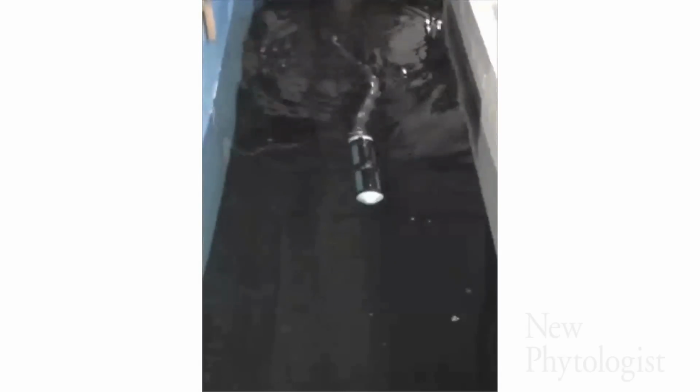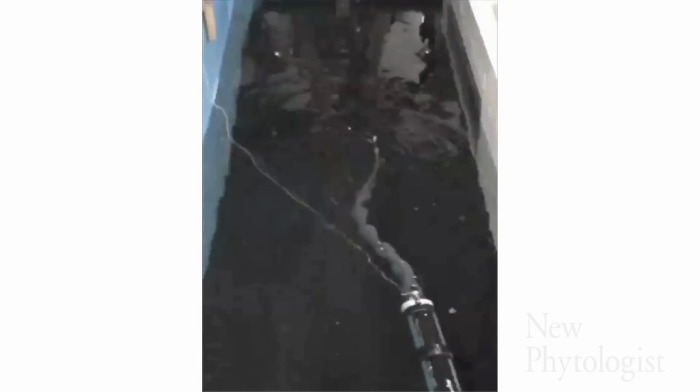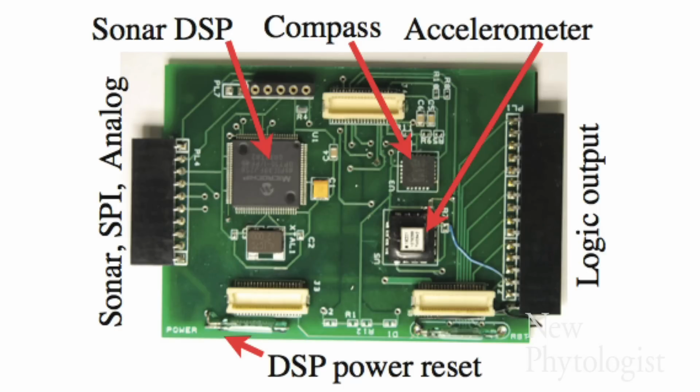This is RoboLamprey in operation right now. This is the current version, and this will swim at about 40% of the maximum theoretical velocity of a lamprey. So we're getting really close to having the same performance as the real model. Now, what's really important is to be able to get this thing to show adaptive behavior in natural environments. So we have a circuit board that has a sonar digital signal processor on it, a compass, and an accelerometer. And these are some of the primary senses we use in guiding the navigation of this system.